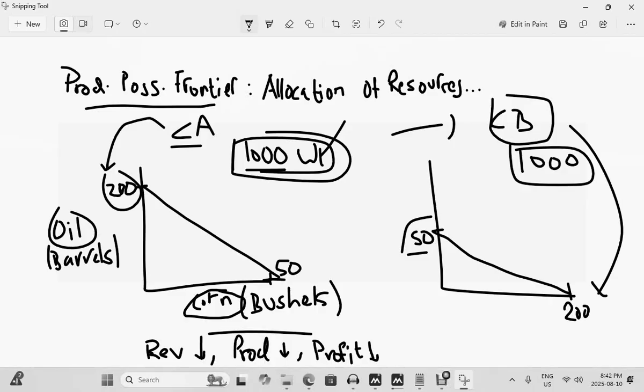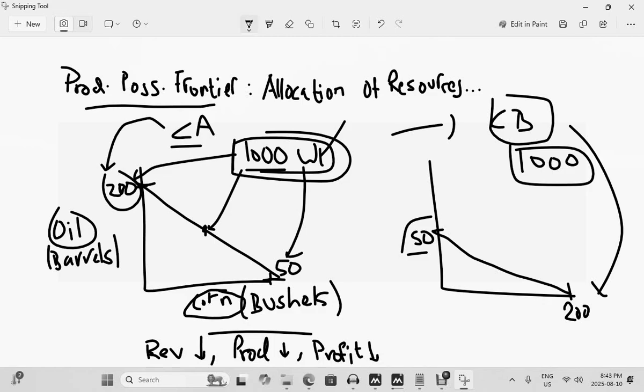All right. So we have a limited resource over here, and this limited resource has to do with workers. And because we have a limited resource, we can either assign these workers to produce corn or oil, or we can assign these workers to produce both, let's say at this point over here. But either way, you will have an opportunity cost. If you produce 50 bushels of corn, you won't be able to produce 200 barrels of oil. If you produce 200 barrels of oil, you won't be able to produce 50 bushels of corn.